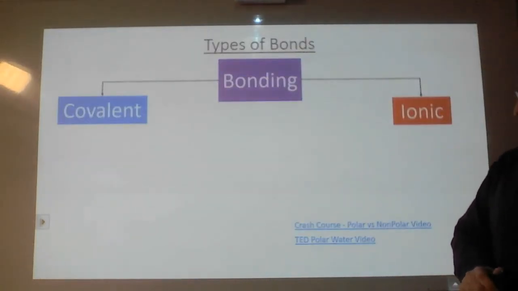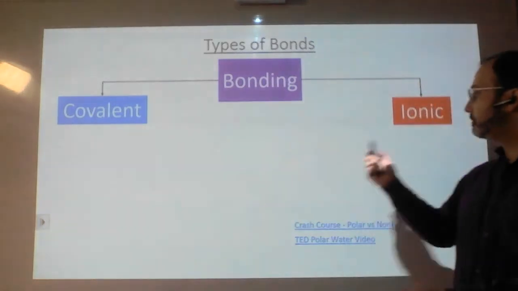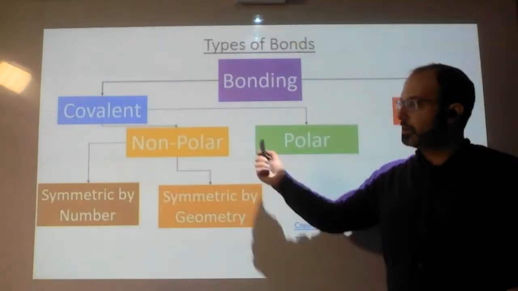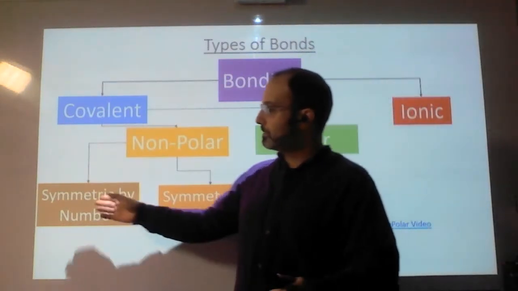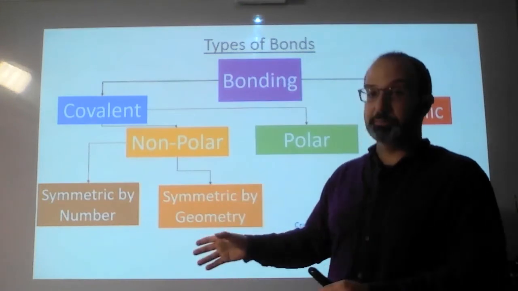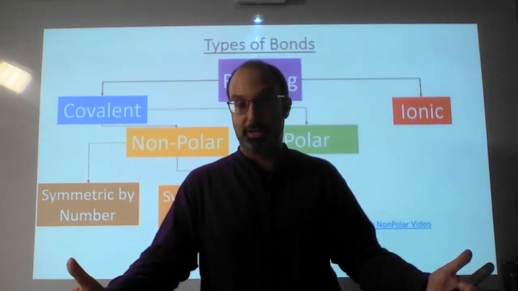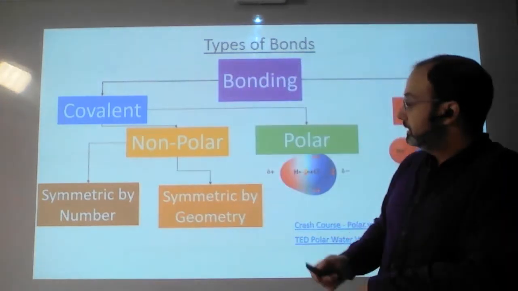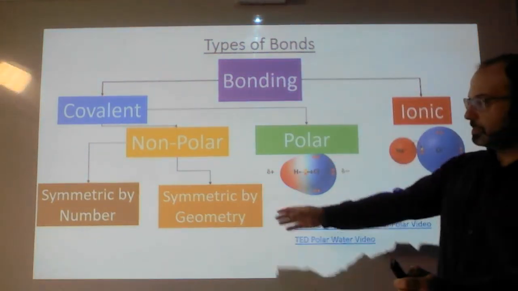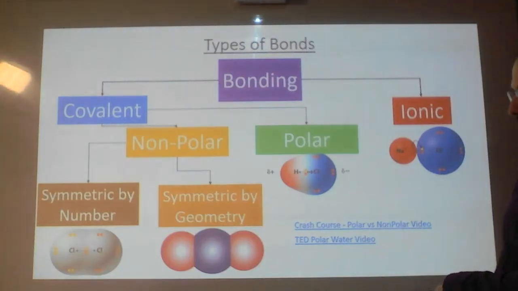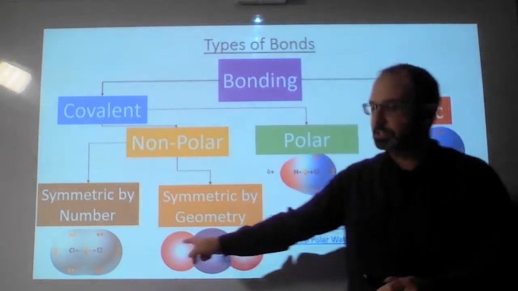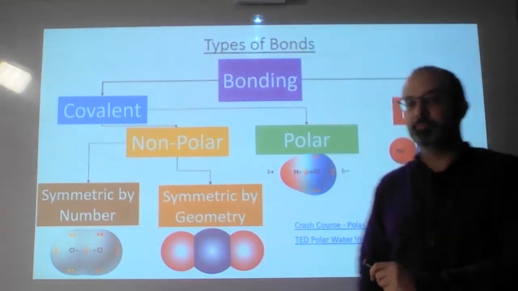So, as we said, we got types of bonding. We've got covalent, we've got ionic, we've got our polar and non-polar, as we mentioned. And non-polar is broken down by symmetric by number, the two of them pull equally, or symmetric by geometry, where the shape is balancing out the pull. So over here we see our ionic, we see our polar compounds, and down here we see our different symmetry compounds. So this one here is symmetric by number, this one here is symmetric by geometry. The two guys on either side each pull evenly.